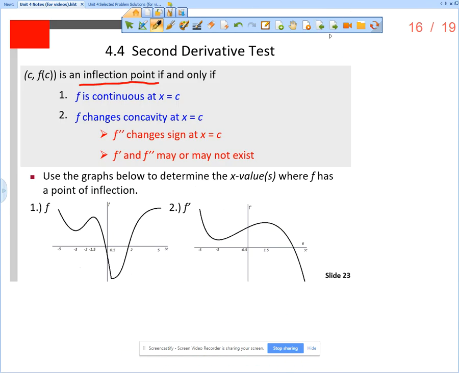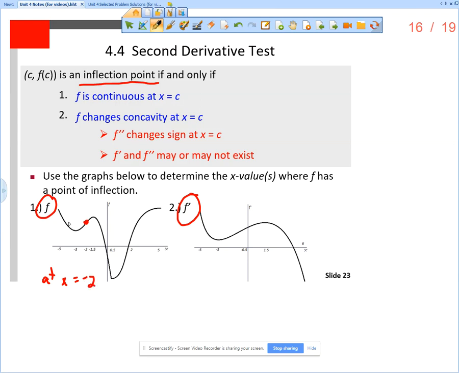All right, it says use the graphs below to determine the x value where f has a point of inflection. So first of all, number one, this is a graph of f, but number two, this is a graph of f prime. So it's important that we pay attention to the difference. If I'm looking at this graph, I'm looking for the concavity of f. This graph is concave up until about -2, and then it changes to concave down. So there would be a point of inflection at x equals -2.